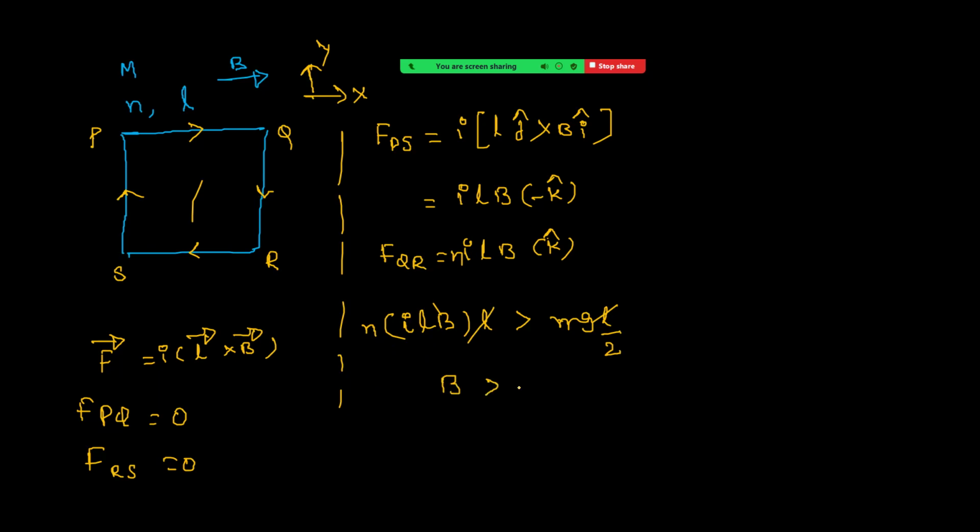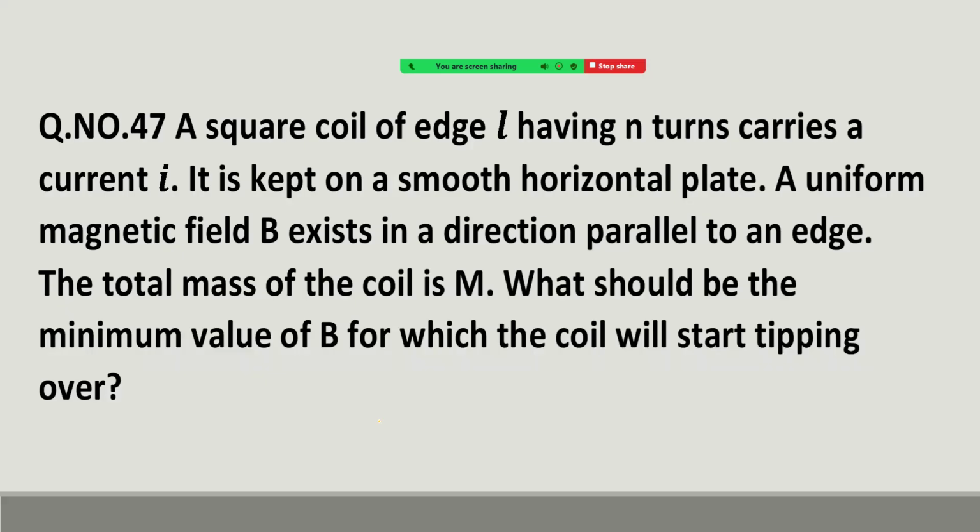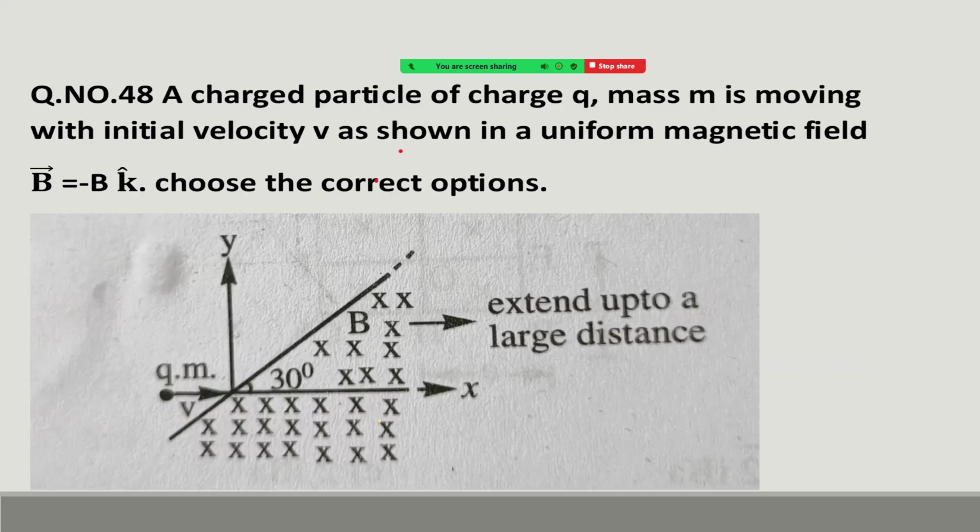That means the minimum value of B is greater than mg upon 2NIL. Okay, that is now the minimum magnetic field. Means if B value is equal to this, it is about to topple. If it is greater than this, it will topple. It is tipping over about PS. Right? Let us see next one.